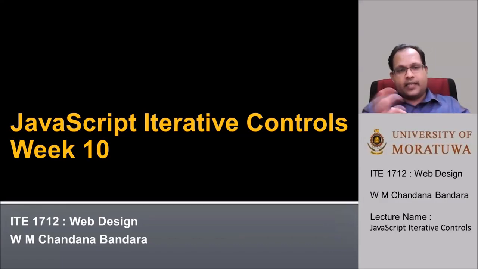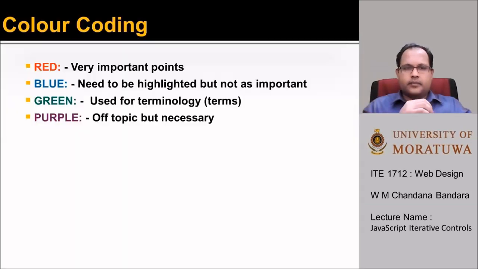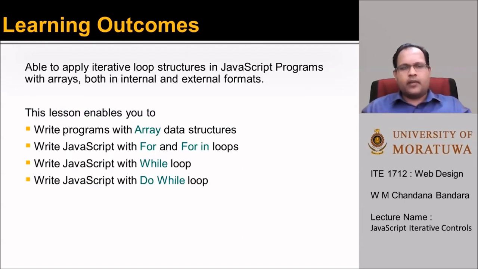Now we are in the 10th week of our ITE 1712 web designing course. In this week, we will be learning JavaScript iterative controls. As usual, we will be following the same color coding pattern we have been following from the beginning of this course. After this week's learning, you will be able to apply iterative loop structures in JavaScript programs with arrays in both internal and external formats.